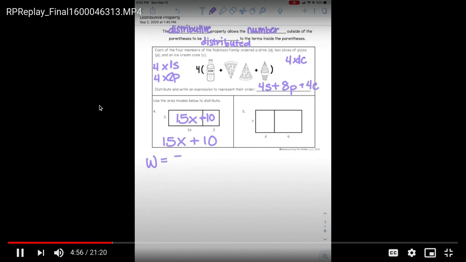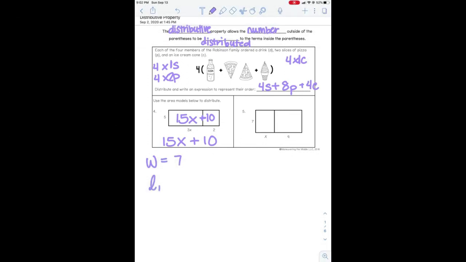So here we're going to start. We're going to label our width as 7, our length 1 as x, and our length 2 as 9. So our original expression, what you should have automatically thought to do, is to put that 7 on the outside of some parentheses. And inside, you know that x and that 9 have to go in there, and that there's no negative signs up there, so they are added, okay?